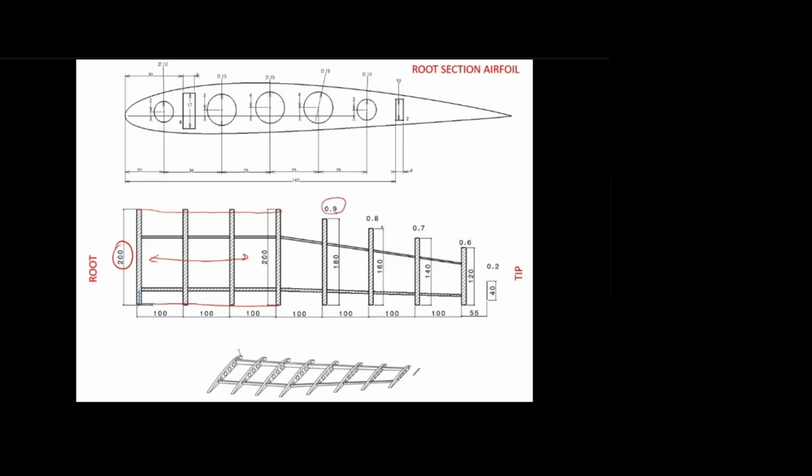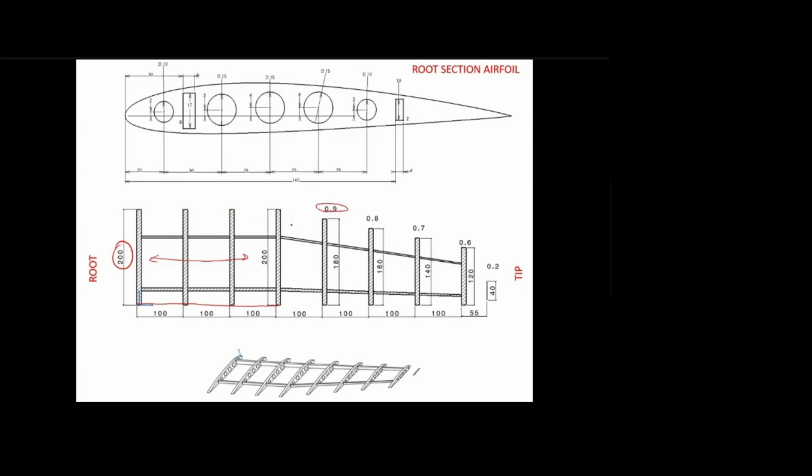Any idea what this 0.9, 0.8 is? Sir, it's the fraction by which your chord length has been decreased, I believe. Not taper ratio. The fraction with which the chord length has been decreased. Yeah, very good. Scaling ratio. The scaling factor. This one time means this is 90% of this 200. So this is the scale value. Very good.